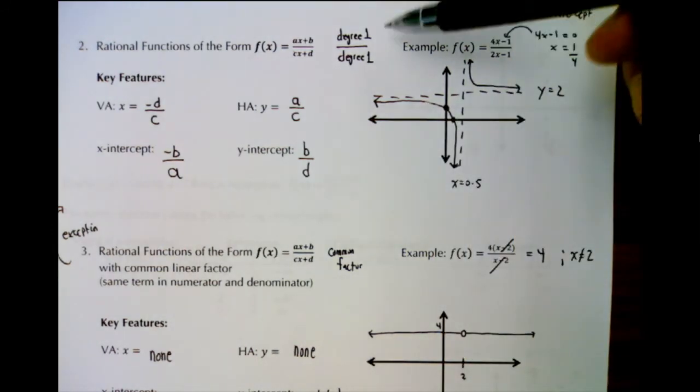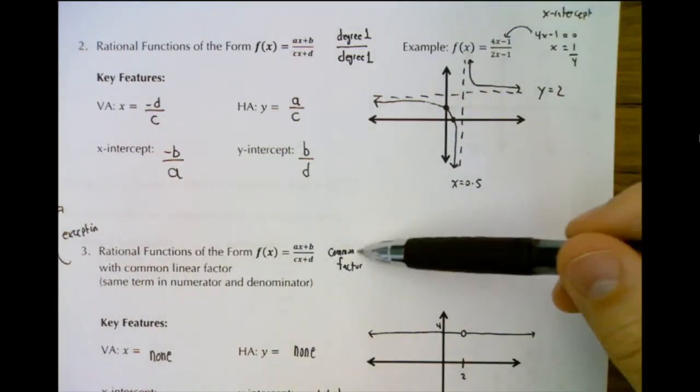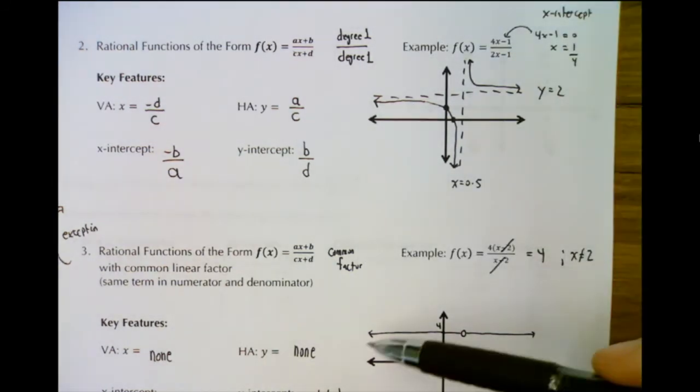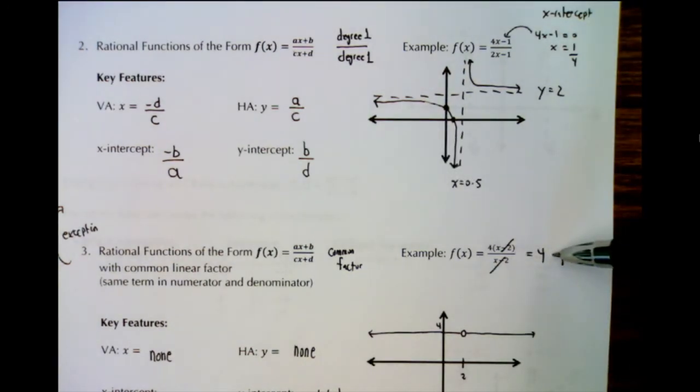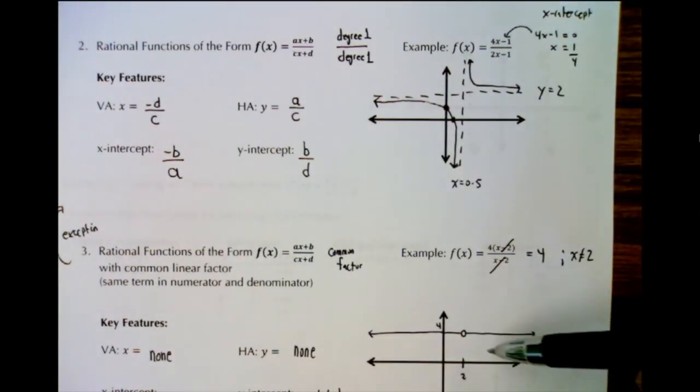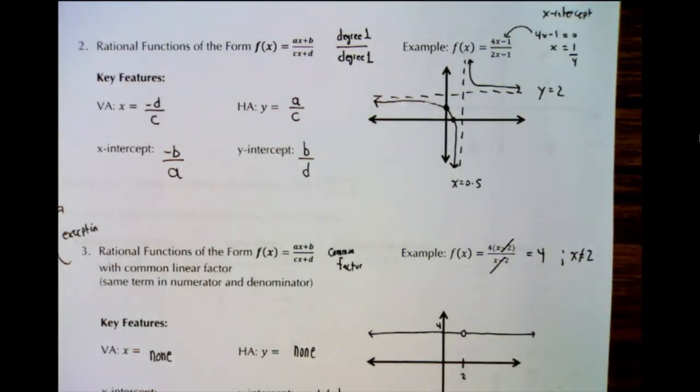The only exception to this degree 1 over degree 1 is when you have a common factor and it divides away, and it's done quite quickly by dividing the common factor away, using what you're left with to graph your horizontal line, and using the restriction as your hole. No vertical asymptotes, no horizontal asymptotes, no x-intercepts, just the y-intercept wherever the horizontal line crosses the y-axis. So that's quickly sketching rationals.